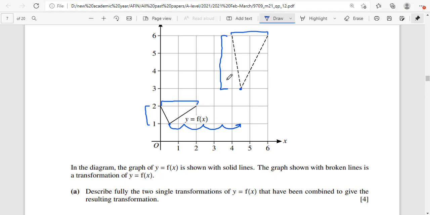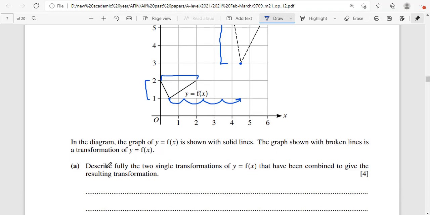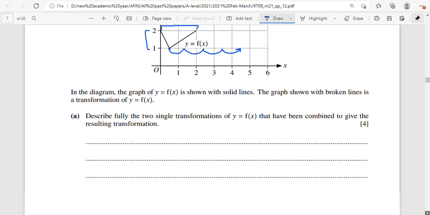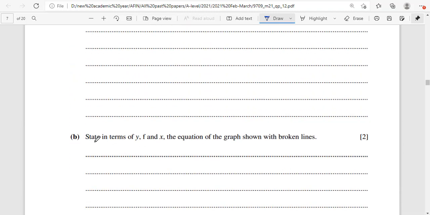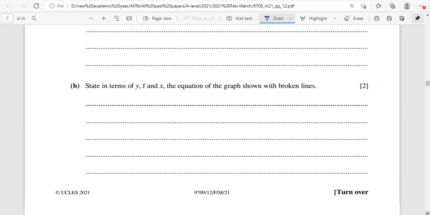Then the second transformation, I don't have space to write because I need to explain it on the graph, but I said the answer. The second transformation is a vertical stretch, or stretch parallel to the y-axis, stretch factor 3. Then this question says describe. Then we described. State in terms of y, f and x the equation.